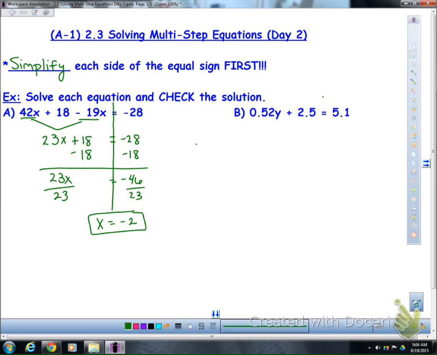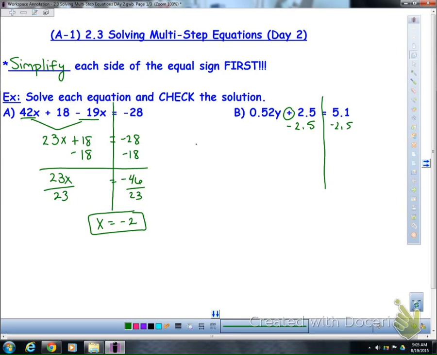Now, if you look at B, some of you may panic because you see decimals, but you know, we spend lots of money on these calculators and these smartphones. With calculators, the decimals are not scary, okay? We can use our calculators. We treat them the exact same way as we do whole numbers. We're still using our opposite operations.